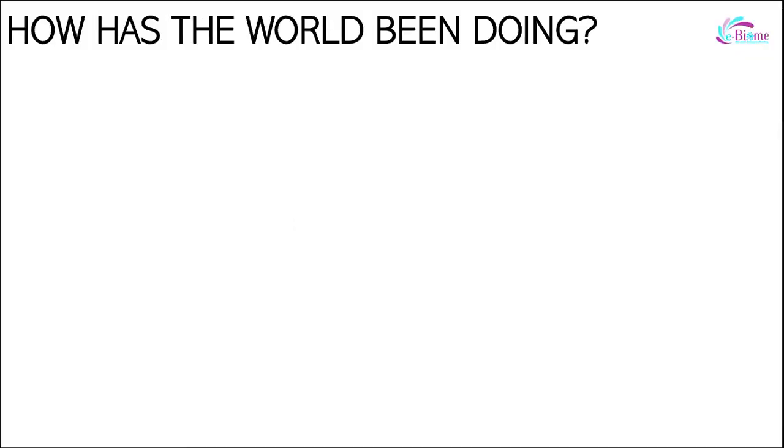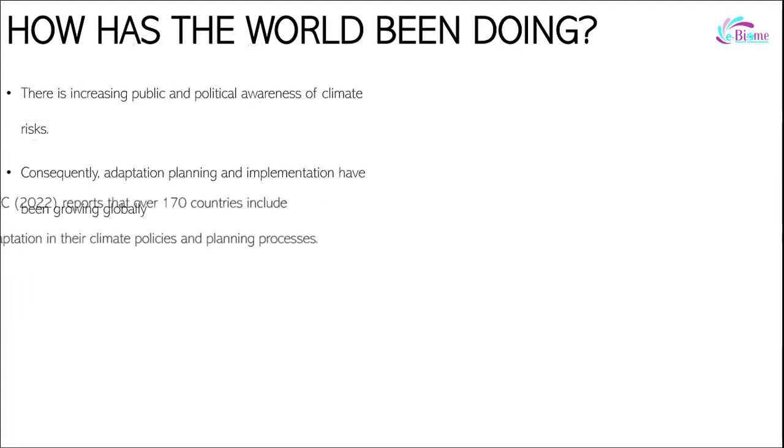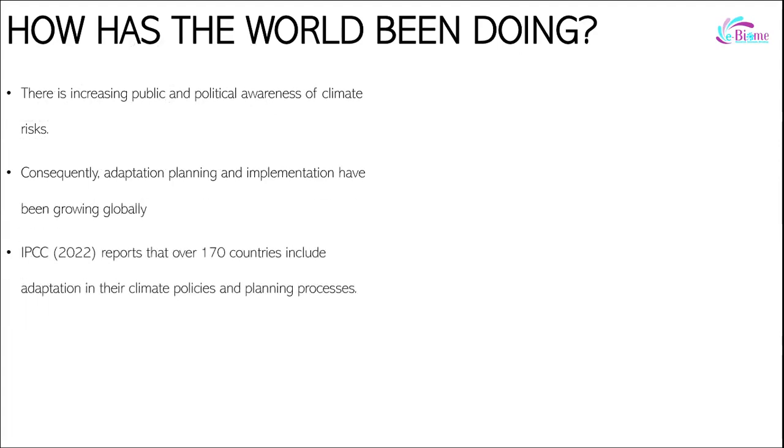How has the world been doing? It's important to note that there is increasing public and political awareness of climate risk, and consequently, adaptation planning and implementation has been growing globally. Now, the IPCC 2022 reports suggest that over 170 countries include adaptation in their climate policies and planning processes.